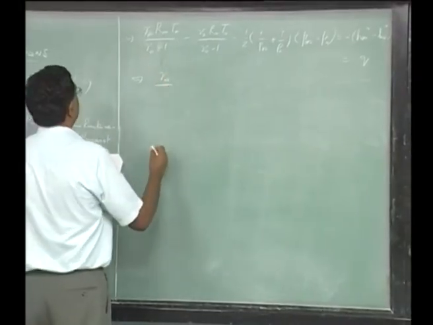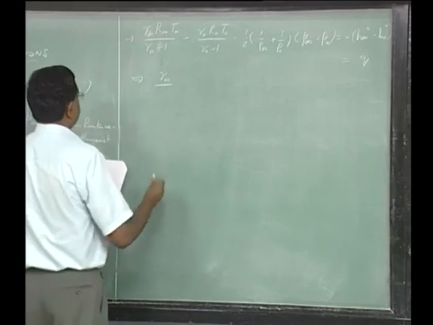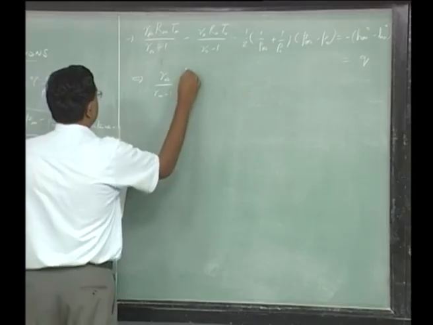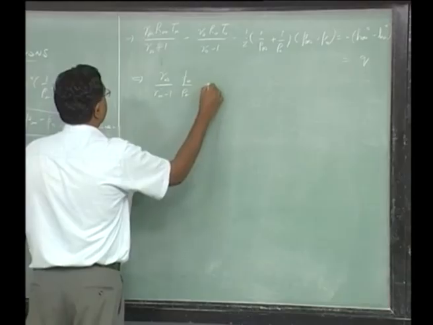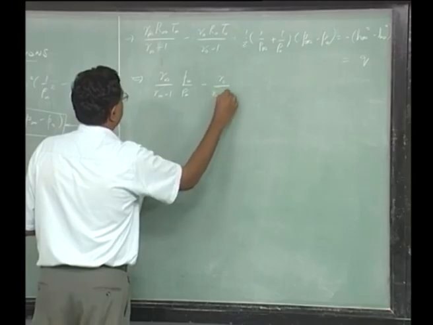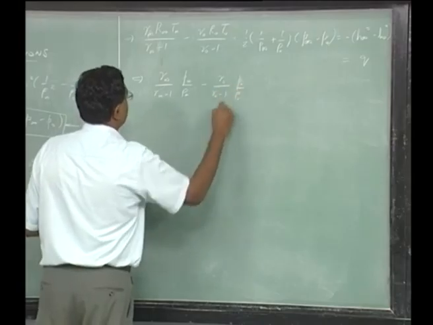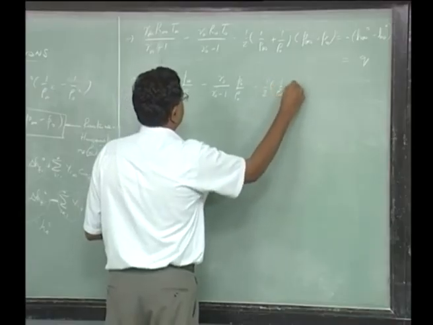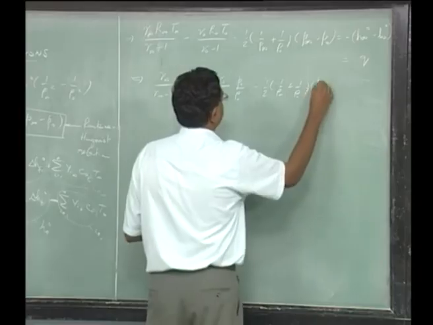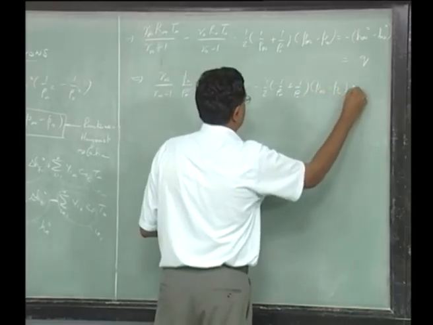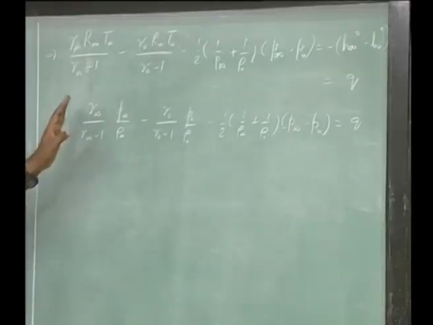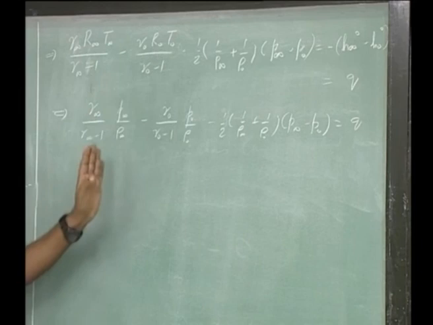So if you now write your R infinity T infinity as P infinity divided by rho infinity, because that's what we are looking for, then P infinity divided by rho infinity minus gamma naught divided by gamma naught minus 1 times P naught divided by rho naught minus, of course, keep this equal to Q. This is now clean because it is coming back to within pressure and density. We are not really having any temperatures anymore.